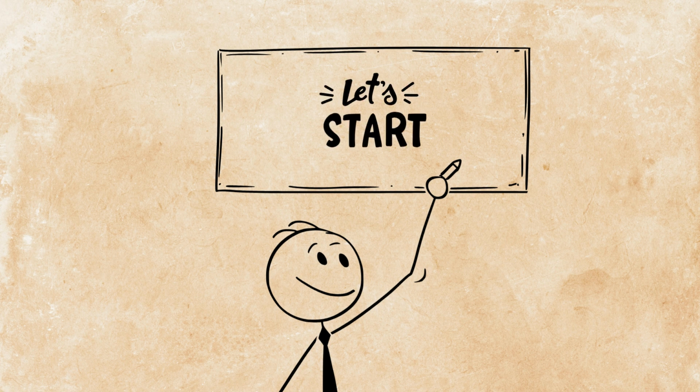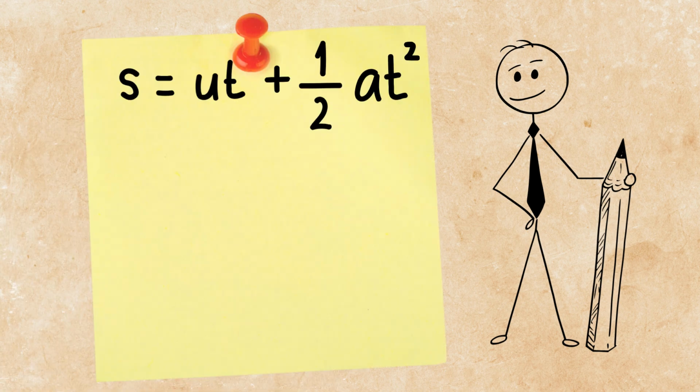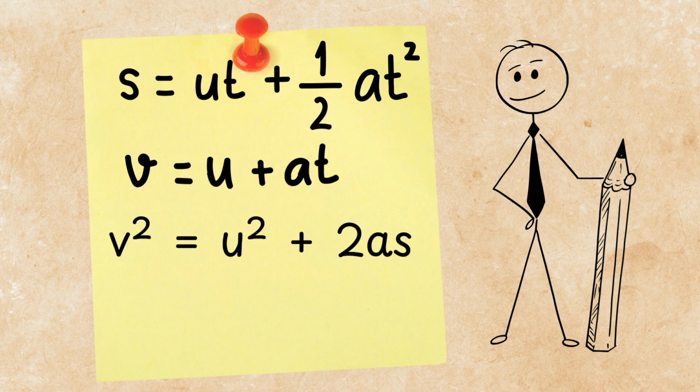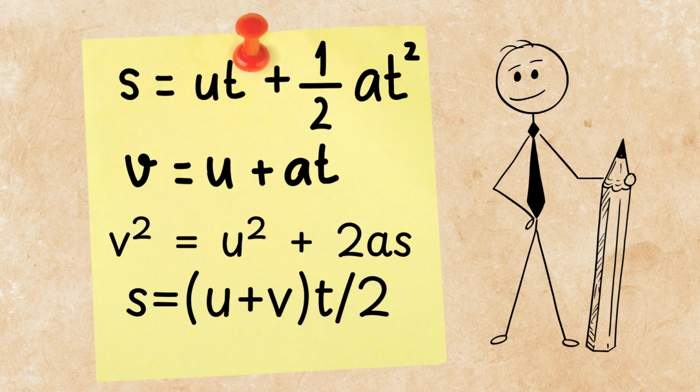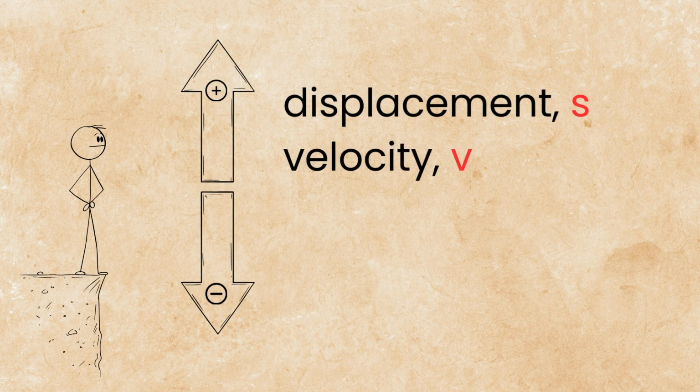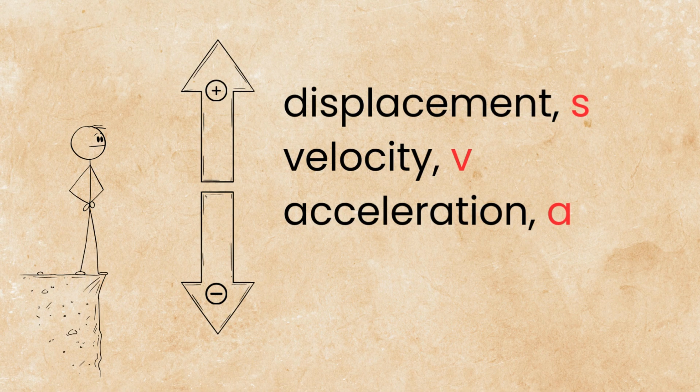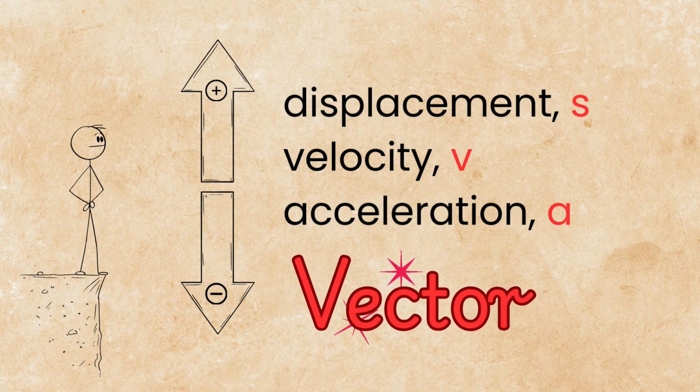Let's get started. Our tools are the equations of motion, also known as SUVAT. They connect displacement, velocity, acceleration, and time together. Remember that displacement, velocity, and acceleration are vectors, so we have to be very careful with the direction. We consider upward positive and downward negative.